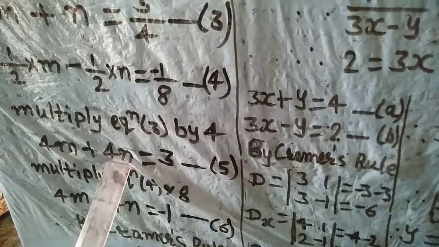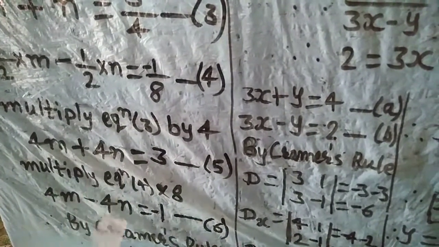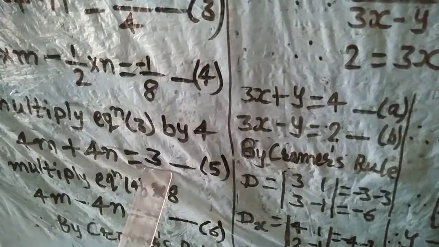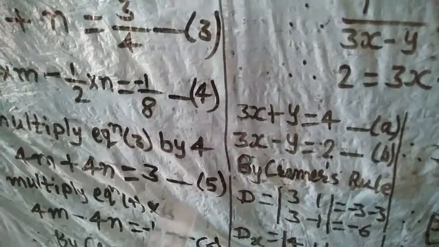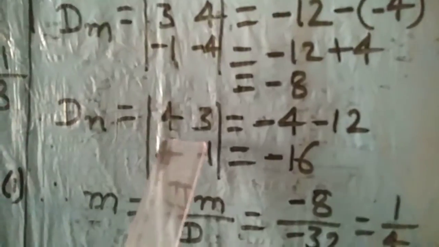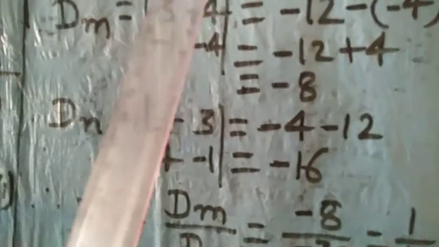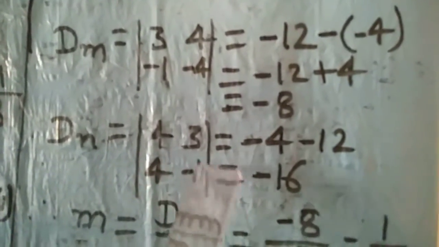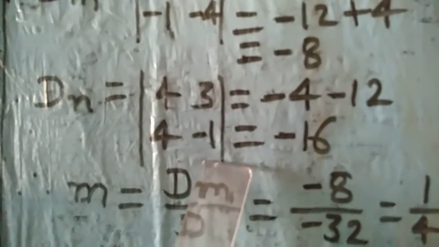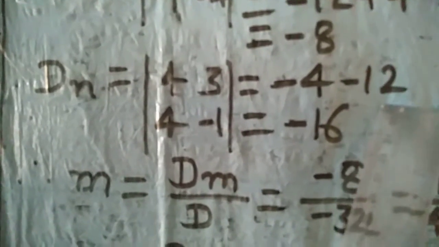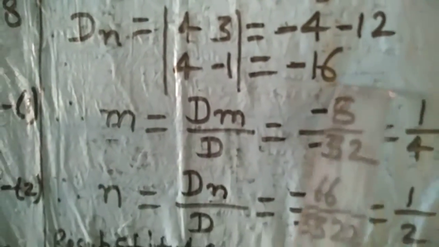You have to replace the column of n term, that is 4 minus 4, and instead of that you have to put 3 and minus 1 there. So your first coefficient of x term, column of x, remains as it is, and instead of column of n term you have to use the constant term, that is 3 minus 1. So minus 4 multiplied with minus 1, minus 4, minus 3 multiplied with 4, that is minus 12. So it will be minus 16.